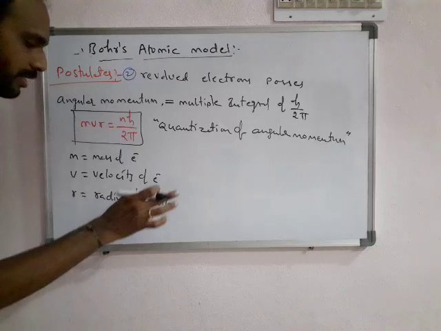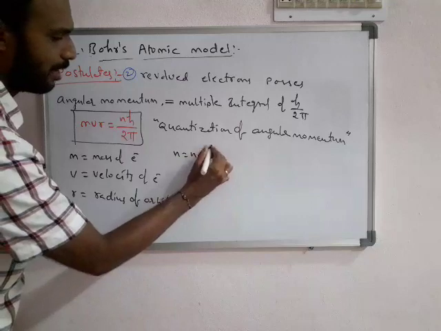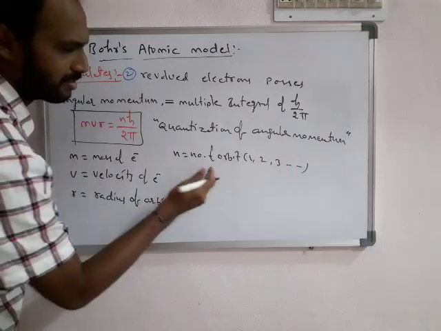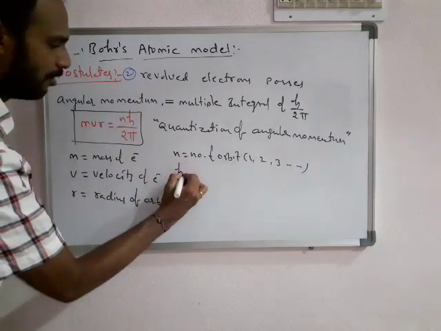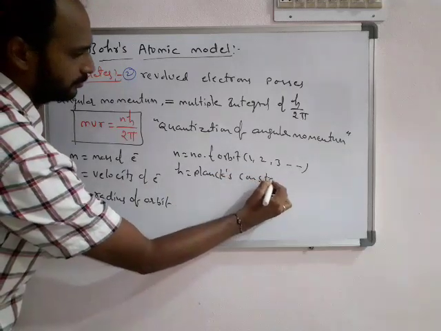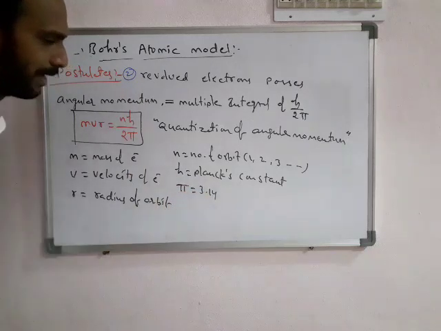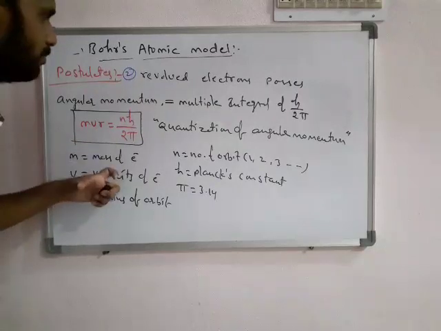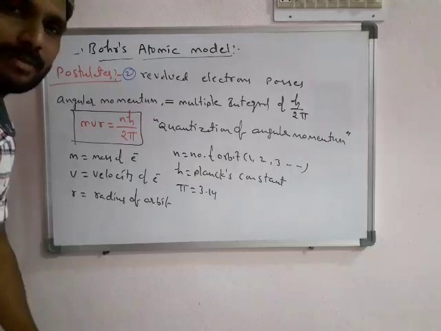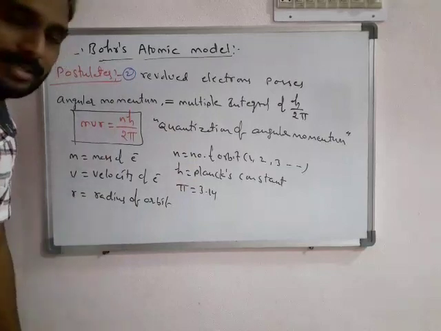The radius of the orbit in which the electron revolves. Next, n is the number of the orbit. The number of the orbit means 1, 2, 3 only; there is no chance of fractions here. h is Planck's constant, and for pi we know the value is approximately 3.14. So this is a very important point in Bohr's atomic model. It also comes under the merits of Bohr's atomic model, in which the angular momentum of the revolving electron is quantized. Okay.